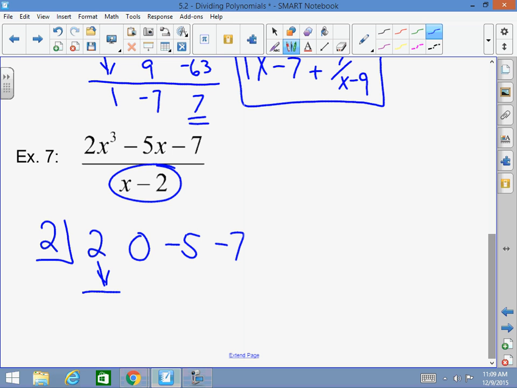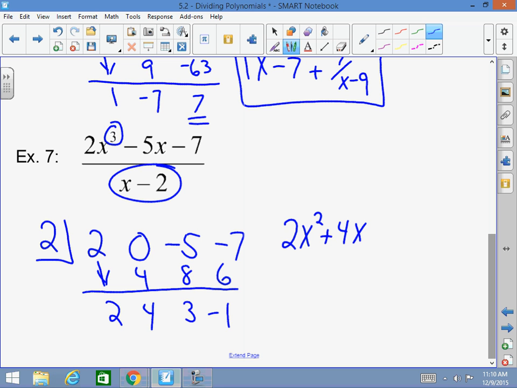I drop down my 2. 2 times 2 is 4. 0 plus 4 is 4. 2 times 4 is 8. Negative 5 plus 8 is 3. 2 times 3 is 6. Negative 7 plus 6 is negative 1. I started with a cube. I'm going to rewrite my answer with 1 less exponent. So I've got 2x squared plus 4x plus 3, plus my remainder of negative 1 over x minus 2.